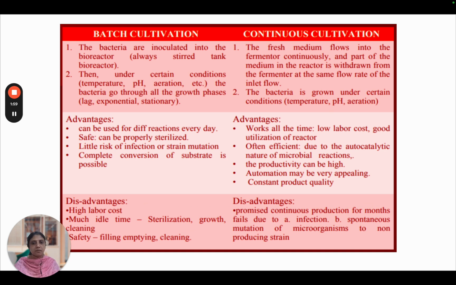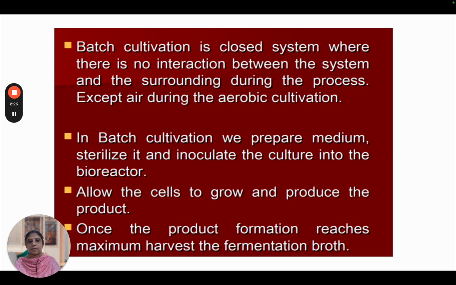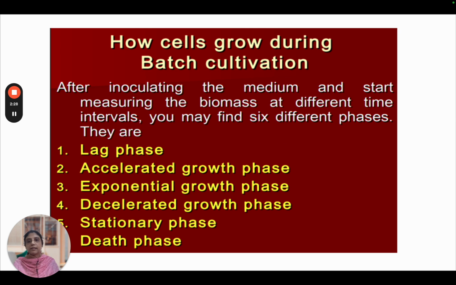In the case of continuous cultivation, the main advantages are low labor cost and good utilization of the reactor. It is very efficient due to the autocatalytic nature of the microbial reaction, automation is very appealing, and constant product quality will be there. But the major disadvantage is that continued production may fail due to infection. There will be sterilization problems in continuous cultivation. So these are the different phases of batch cultivation.